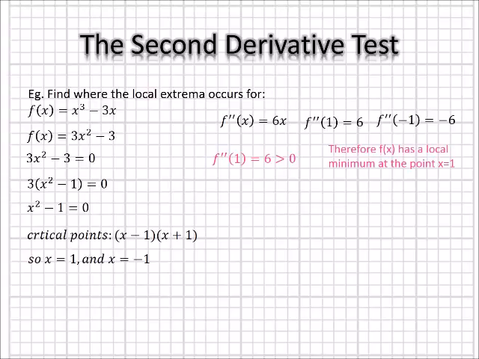Therefore, the function has a local minimum at the point x equals 1, because it is positive and the slope is increasing. When we substitute the value x equals negative 1, it is less than 0, because it is negative 6, and therefore the function has a local maximum at the point x equals negative 1, because it is negative and the slope is decreasing. And those are the x values to locate where the local maximum and local minimum are in the function x to the power of 3 minus 3x.